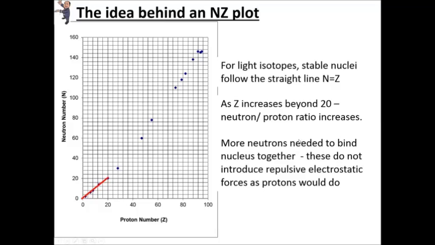So the more protons you add, the more neutrons you need to add in terms of the ratio, to help bind the nucleus together. In order for the nucleus to be stable, we need those extra neutrons so the strong nuclear force can grip them and keep the nucleus together. The key idea is that when you add neutrons in, they don't introduce repulsive electrostatic forces. So you can see the stable line shifts upwards.